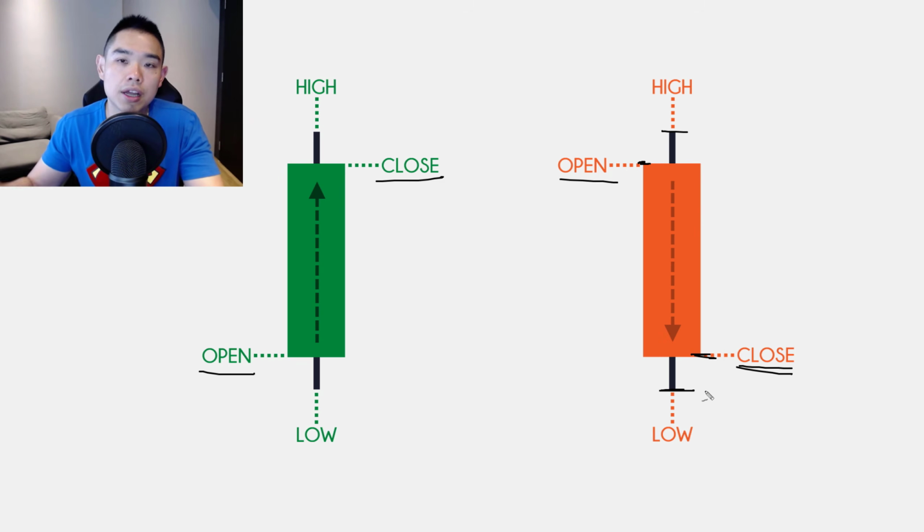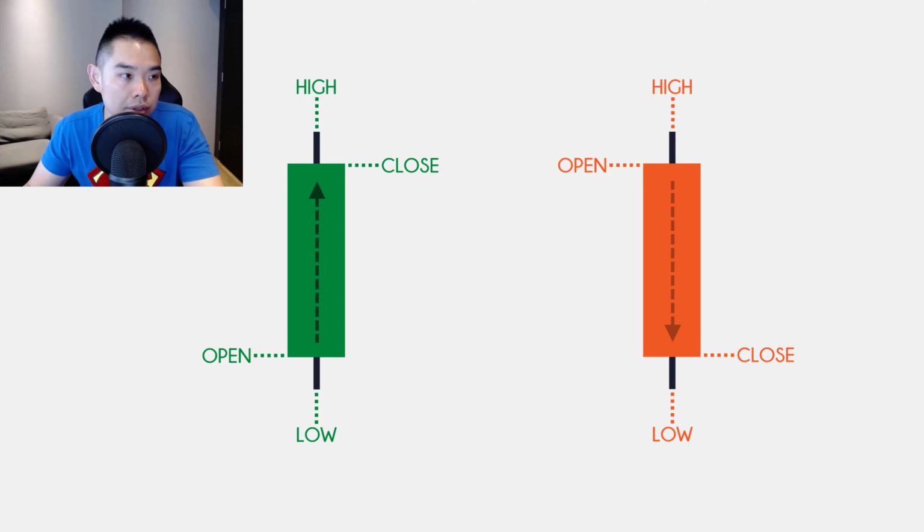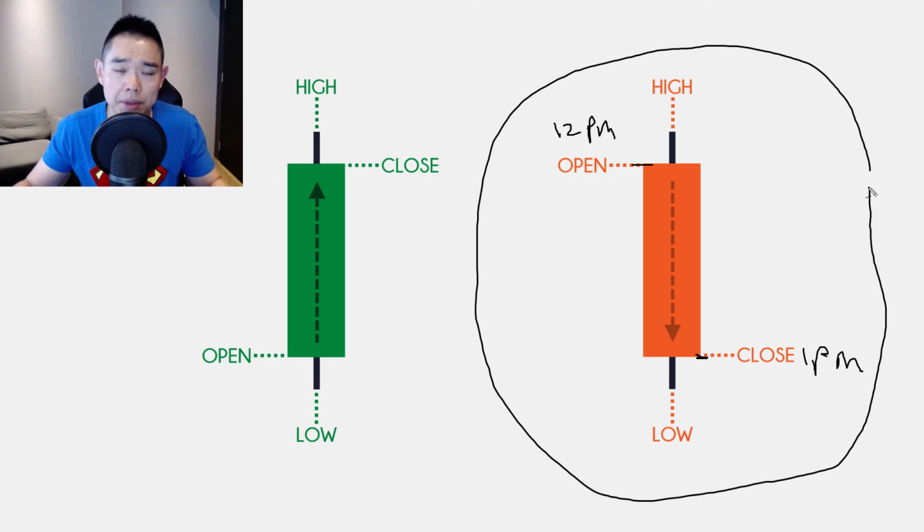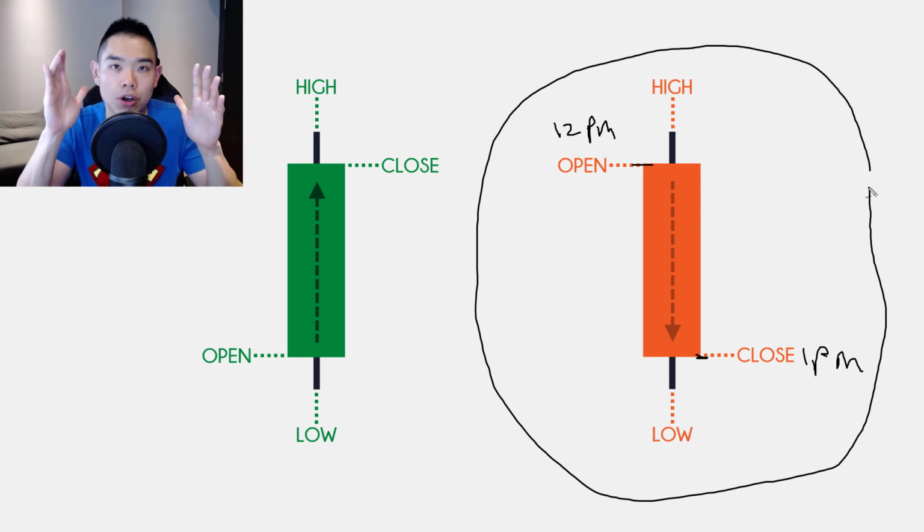Now, what if you don't see this on a daily time frame? What if you look at this candlestick pattern on the 1-hour time frame? How do you interpret this? Again, same thing. Let's refer to the bear candle. Let's say the market opened here at 12 p.m. Then at this closing price, on a 1-hour candle, this candle will be formed at 1 p.m. This means that at 1 p.m. this candle will be formed and printed on your chart.